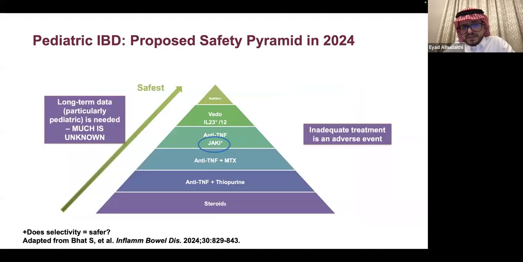And in terms of safety, you can see for sure in the top of the pyramid, it's the nutrition. And after that comes vedolizumab, because we know it's gut specific, so it doesn't have systemic involvement. And at the bottom of the pyramid, it's always steroid. So this is published recently.